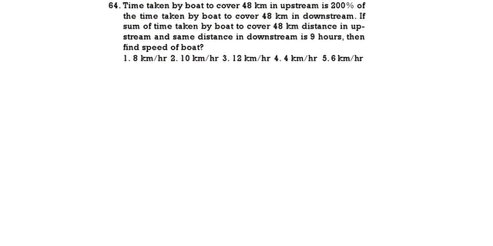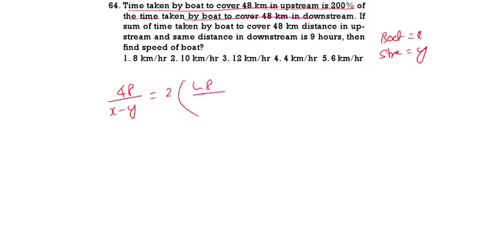See the next one. The time taken by boat to cover 48 kilometers in upstream is 200% of the time taken by the boat to cover 48 downstream. If the sum of the time taken by boat to cover 48 in upstream and same distance in downstream is 9 hours, find the speed of the boat. So here boat speed I am taking X, stream speed I am taking Y. Now what is given? The time taken by boat to cover 48 upstream is 200%. So 48 by upstream means always minus. 200% means 2 of time taken by the boat to cover 48 kilometers downstream. 2 of 48 by x plus y.